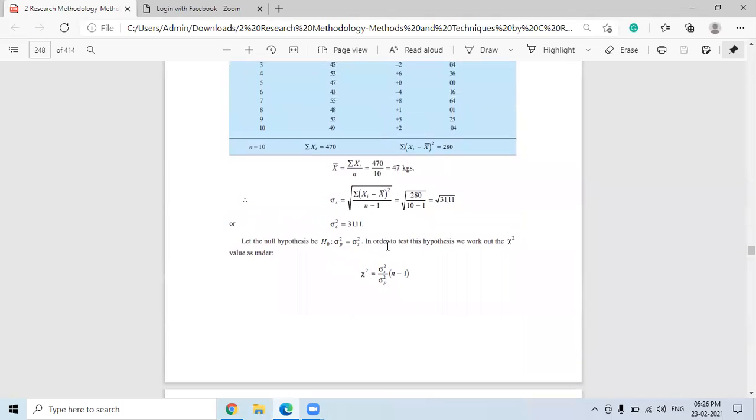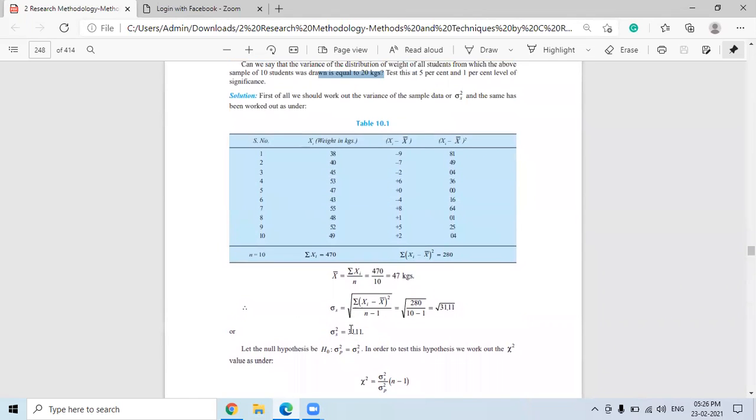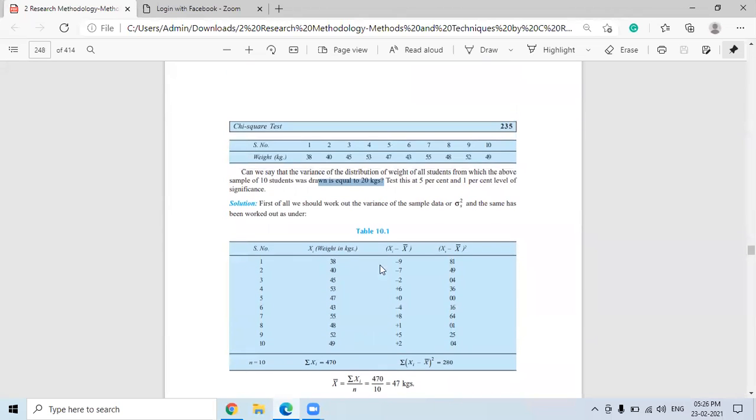First you have to calculate the variance of the sample. This is the sample data: the serial numbers 1 to 10 are the 10 students. This is the variance of the sample data, which is 31.11. The problem is that the variance for all students is equal to 20 kilograms. That is our hypothesis, that is our test.